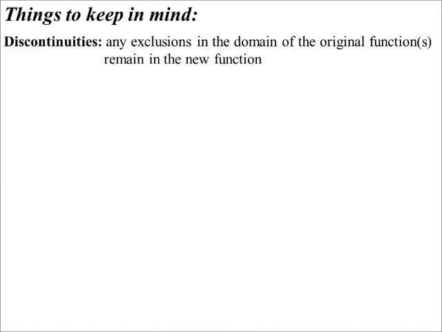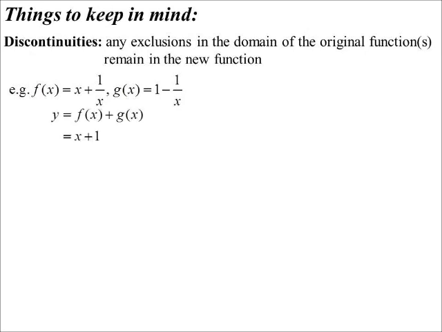Things to keep in mind. As I was just saying, discontinuities, they're going to remain. The x value can't magically jump into the domain of the new function. So x plus 1 on x we just drew, but 1 minus 1 on x. If I was going to add these together though, here's the interesting bit. See, if I add them together, I get y equals x plus 1.